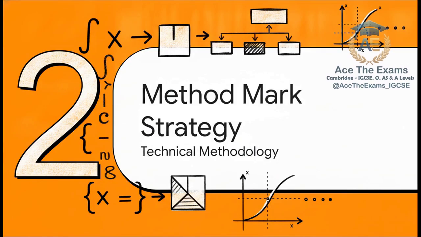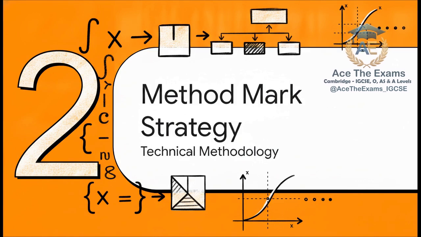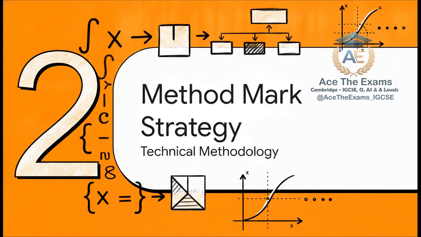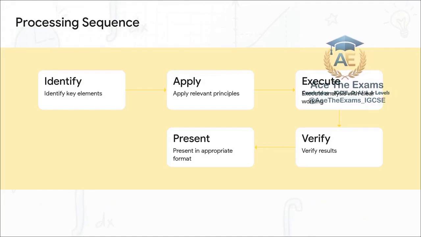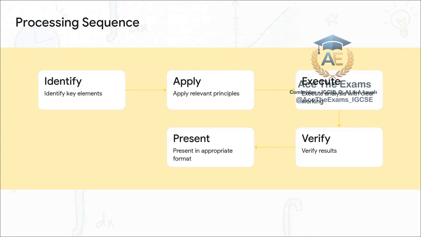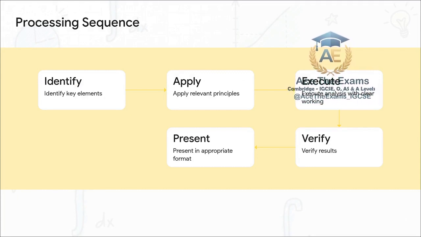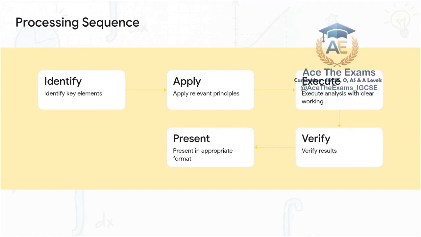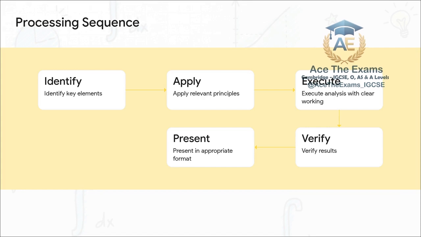Section 2. The method mark strategy. This is where we take all that theoretical debate and translate it into a strict technical methodology. Now, I need you to pay incredibly close attention to this standardized processing sequence. The examiner reports are explicit that the presentation of information and integration follows strict conventions. If you want those method marks under pressure, you must move sequentially through this 5-step sequence.